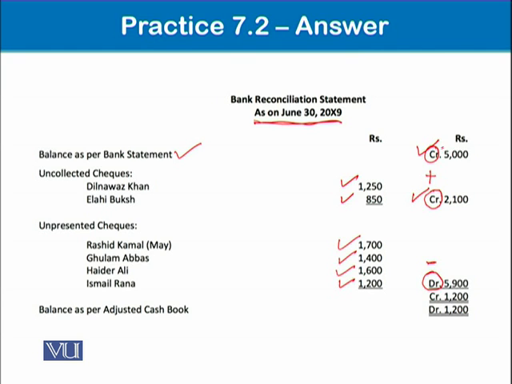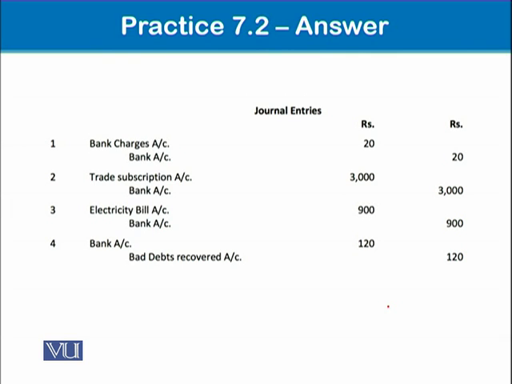You will get, since credit side is heavier, credit is 7,100, debit is 5,900. So credit 1,200 is the answer of this subtraction and addition, which is in fact exactly equal to the balance as per adjusted cash book, and these two should always be opposite. Now the journal entries. So what we see in the journal entries, in fact journal entries are passed for all the items that we place in the adjusted cash book.